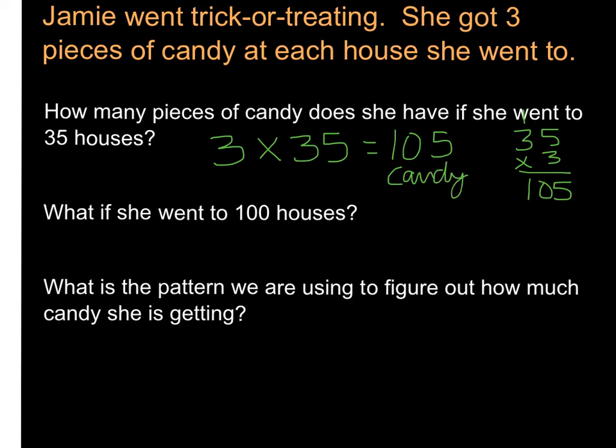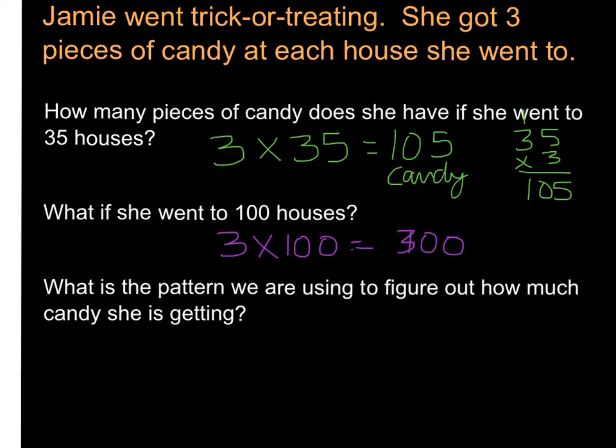So what would happen though if she went to 100 houses? Well, then it would be 3 times 100, which I can do easier in my head. We would say that she has 300 pieces of candy. So what pattern is happening here? How would we figure out how much candy she's getting?